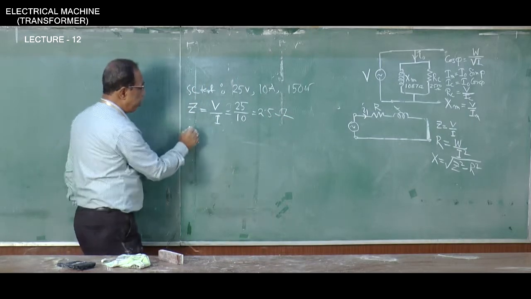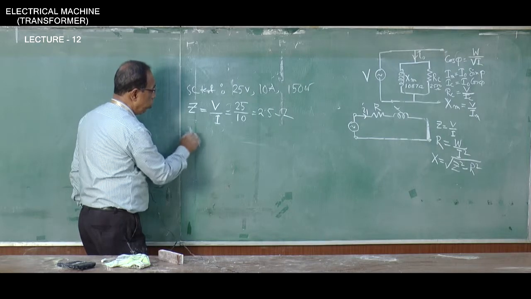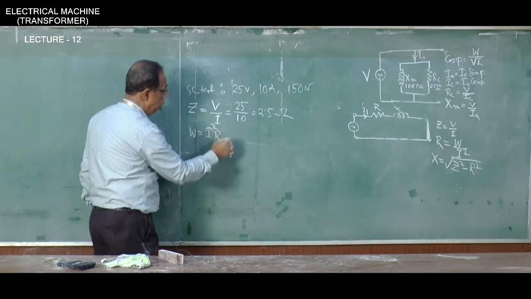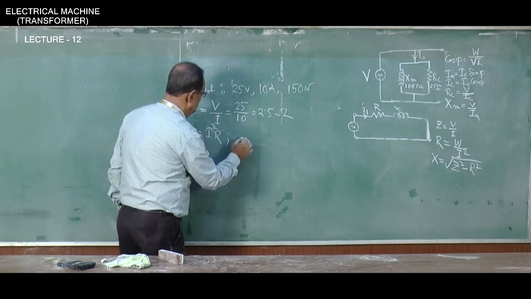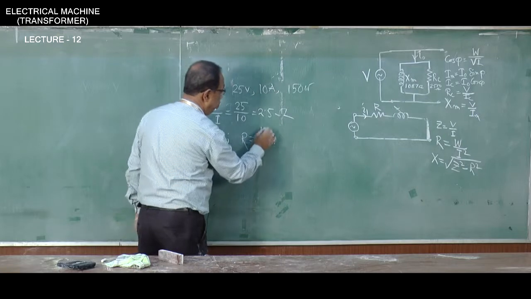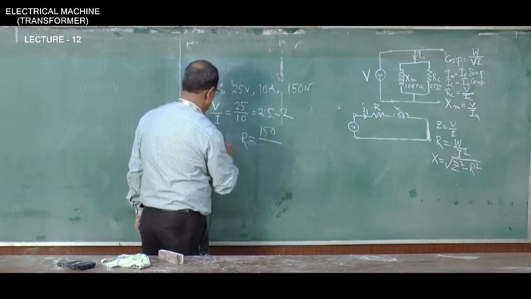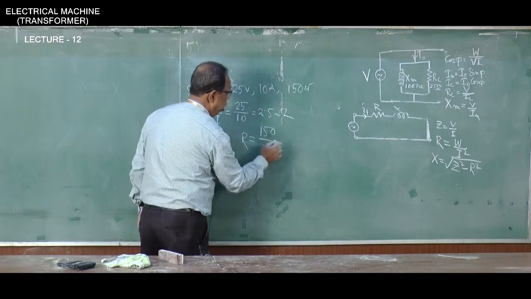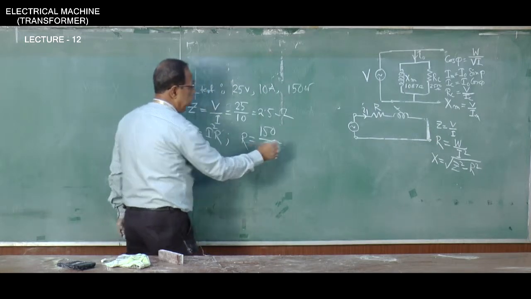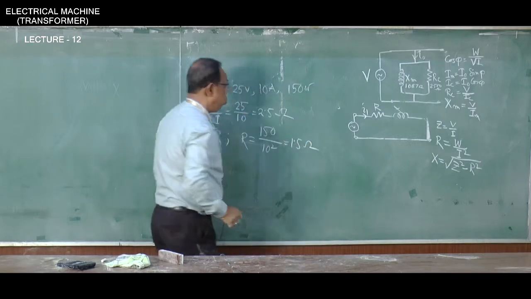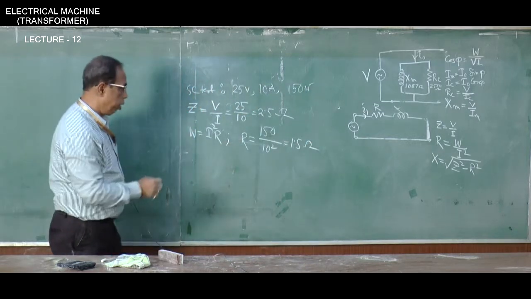What is the value of resistance? We know W is equal to I square R. So, R is W by I square. W is 150 watt and I is 10 ampere, so 10 square is 100. That means it is 1.5 ohm. So, 1.5 ohm will be the resistance.